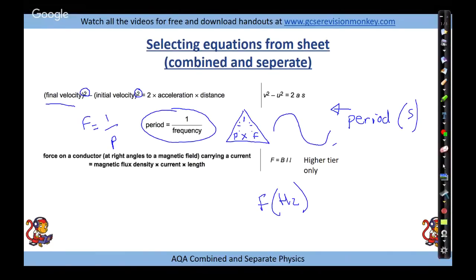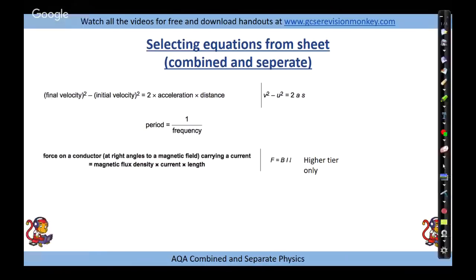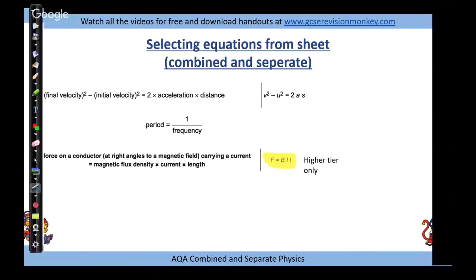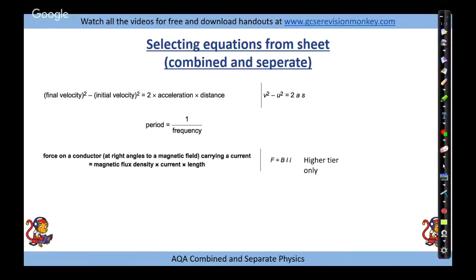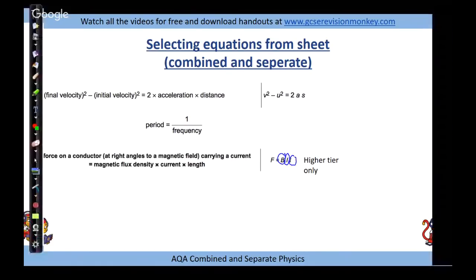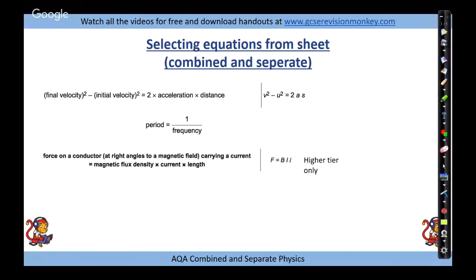Okay, for the higher tier then, we've got this equation down here of F equals BIL. Now that's for higher tier only. When it comes to practicing those questions with lots of terms in, write these letters here next to the numbers that they're going to be giving you. Okay, and that will really help you to be able to pick out this equation. And particularly if you see any question which mentions magnetic flux density, you know that there's only one equation relating to that. It's on the equation sheet.